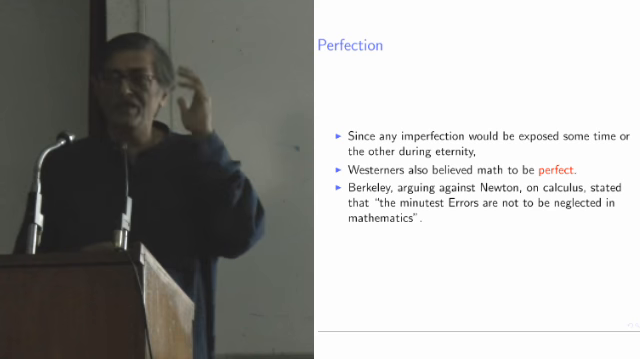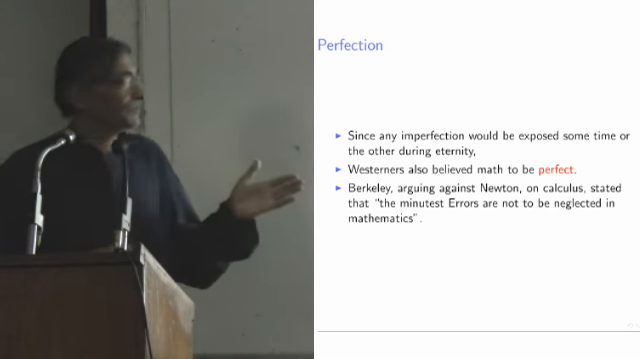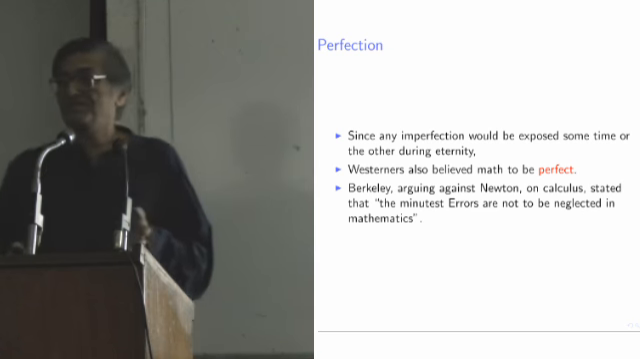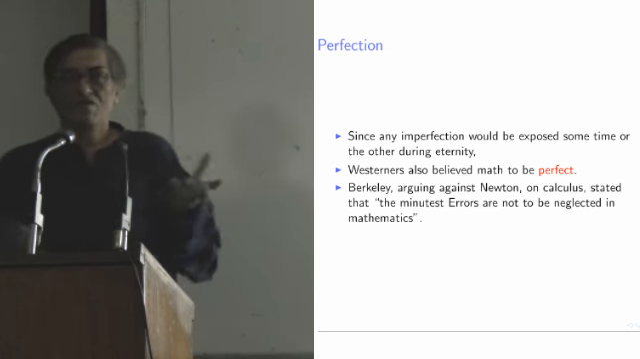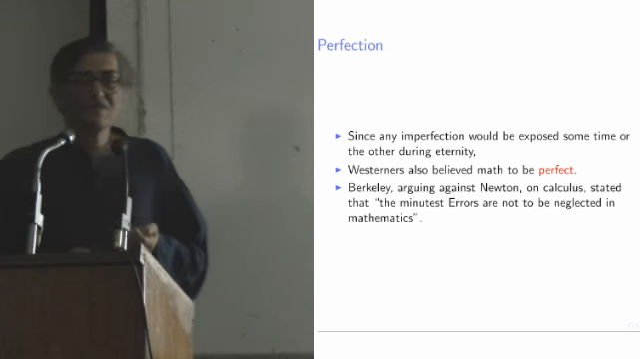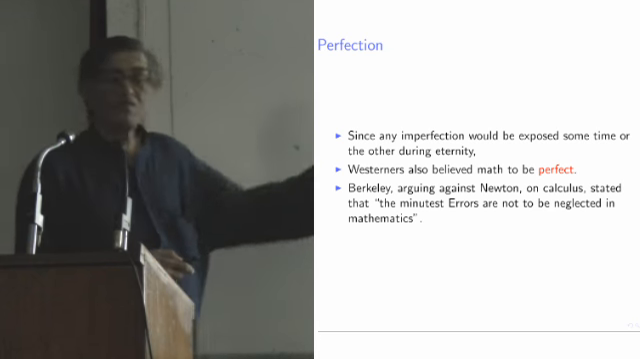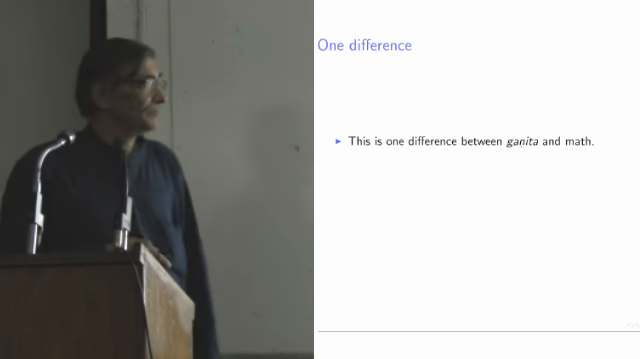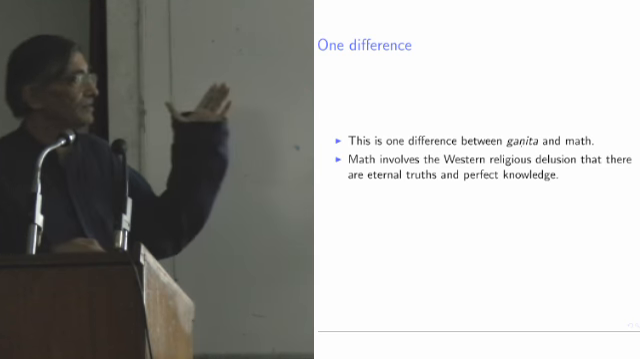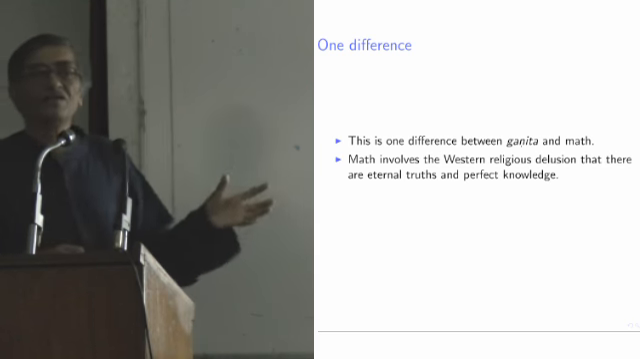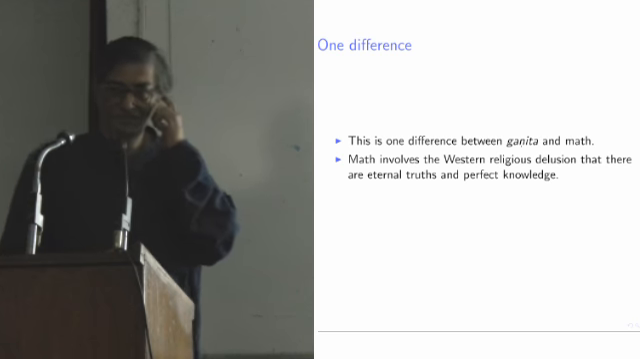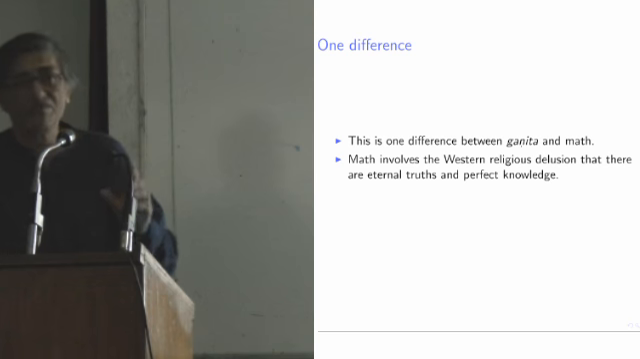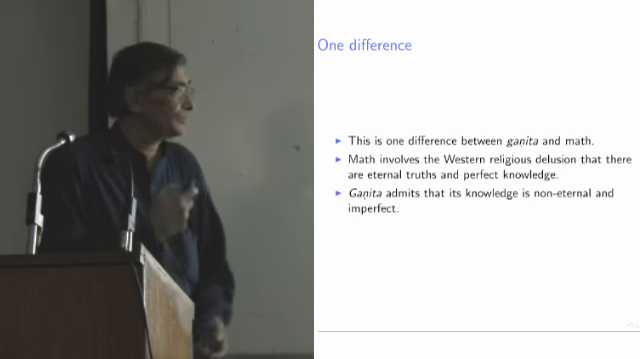So Berkeley found that out. So he wrote against an infidel mathematician. He argued against him, and he stated this point: the minutest errors are not to be neglected in mathematics. For practical purposes, therefore he objected to Newton's theory of fluxions and so on. So this is one difference between Ganita and math, that math involves a religious delusion that there are eternal truths and perfect knowledge. Which delusion we have accepted just because Westerners believe in it, we believe in it. That's what our education is.